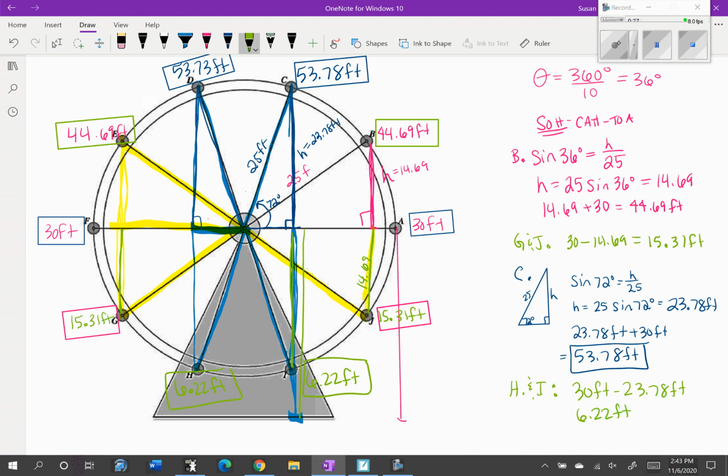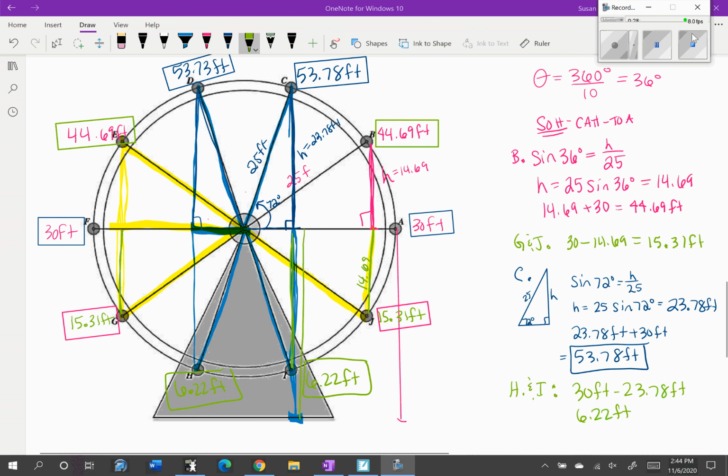And that gives us all of the heights of the different points on our Ferris wheel just by using our right triangle trig and some knowledge of what the radius of the wheel was and how high off the ground the center of the wheel is. And that's it, and we'll be using this idea for some of the next few lessons as well.